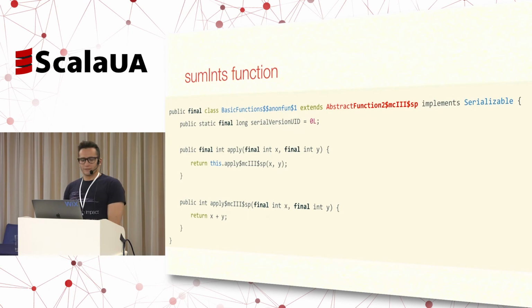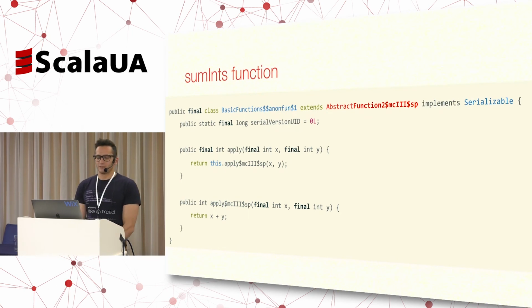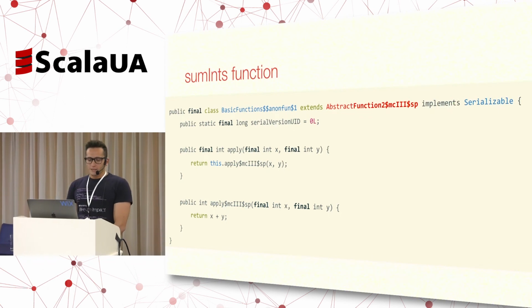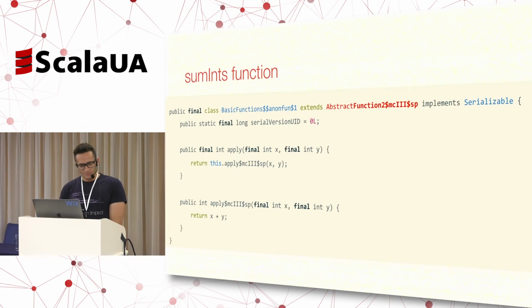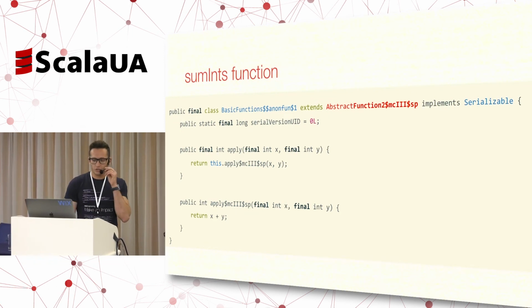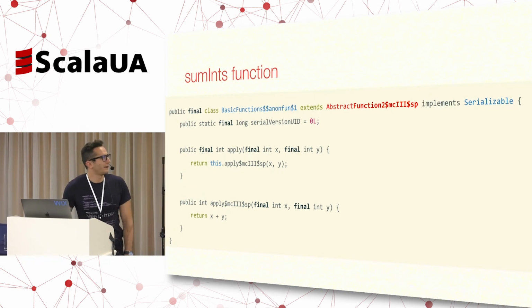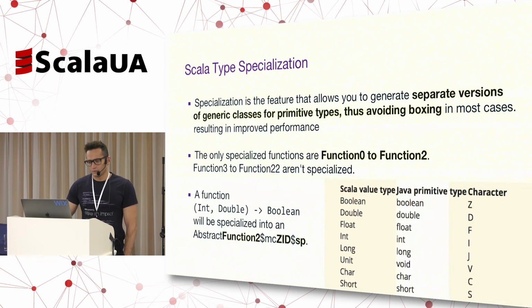Well, this is actually a reference to something called specialized implementations generated by the Scala compiler. The mcIII sp is the name, and the ending is telling us that the function is returning 1 int and receiving 2. Thus, we see the III. Well, what does it actually mean?